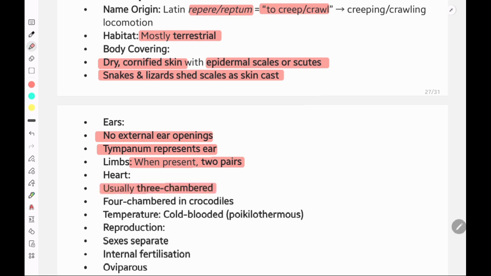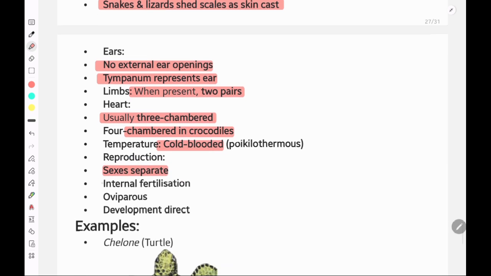They are usually three chambered. Why usually? Because the crocodile has a four chambered heart. They are cold blooded. They have separate sexes. They show internal fertilization and are oviparous. After the fertilization, the female lays eggs and the development is direct.